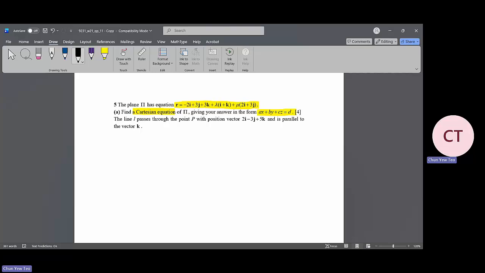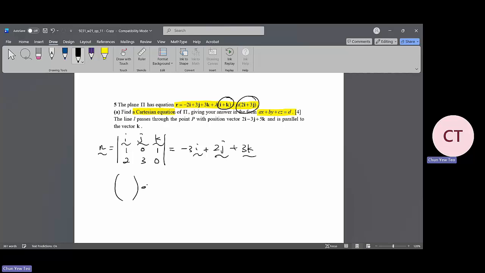So first of all, we need to find the cross product between this vector and this vector. It will be 1, 0, 1 and 2, 3, 0. So if we do the cross product, then you will get negative 3i plus 2j plus 3k. That will be your normal vector. So to find the Cartesian equation of the plane, just take the normal vector. The normal vector is negative 3, 2, 3.